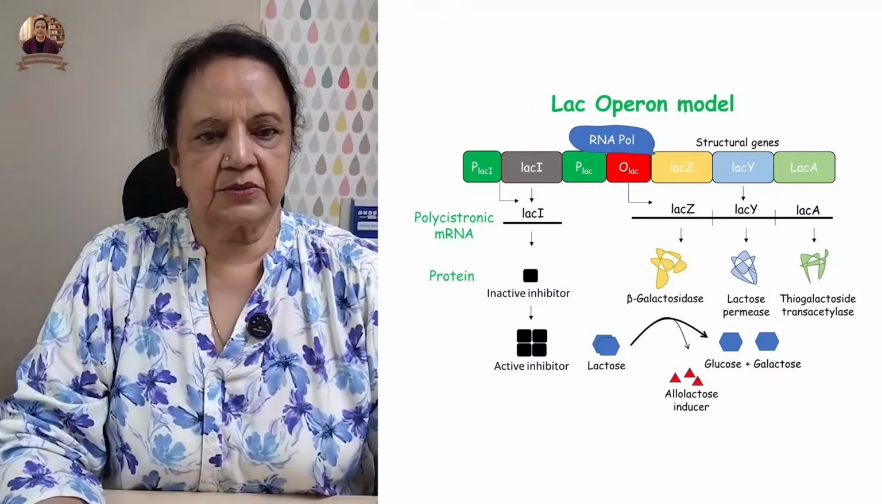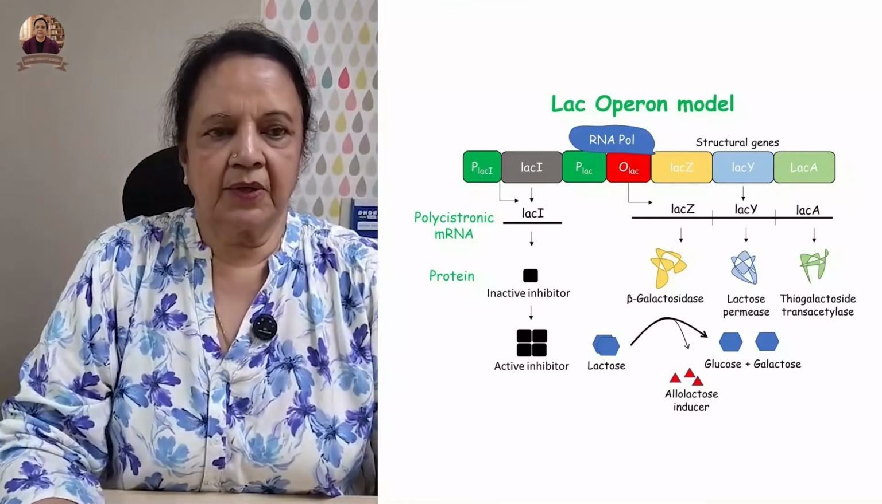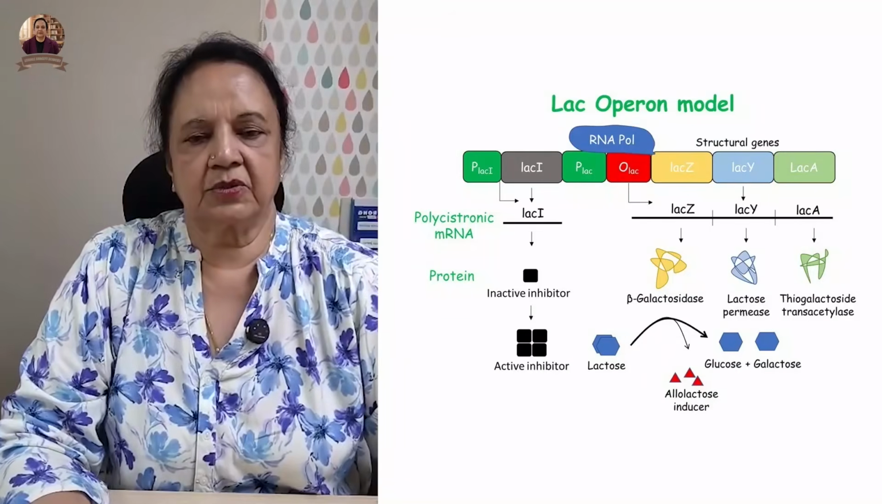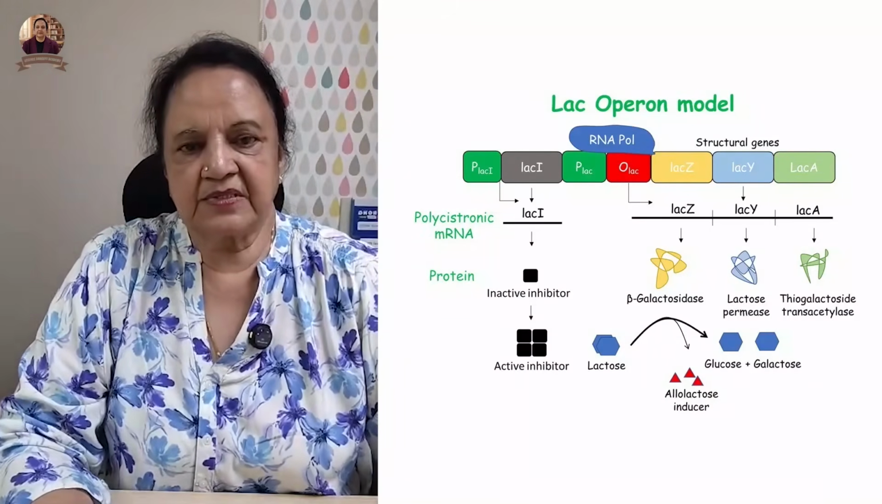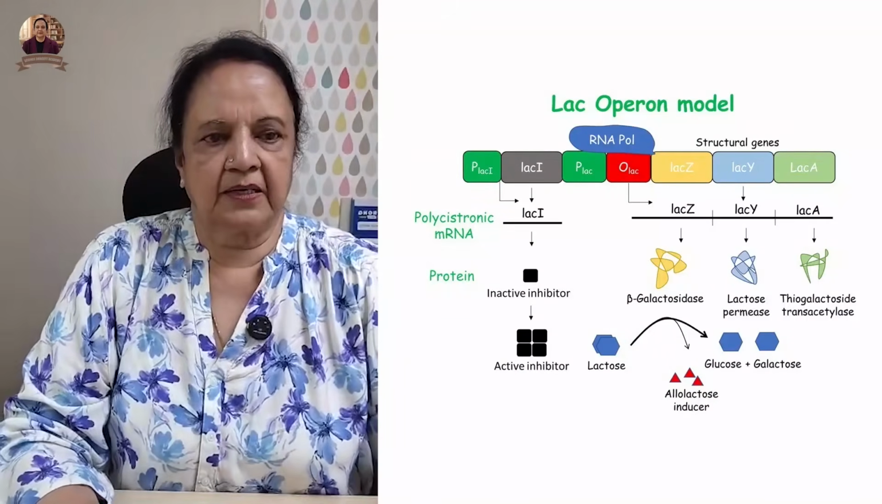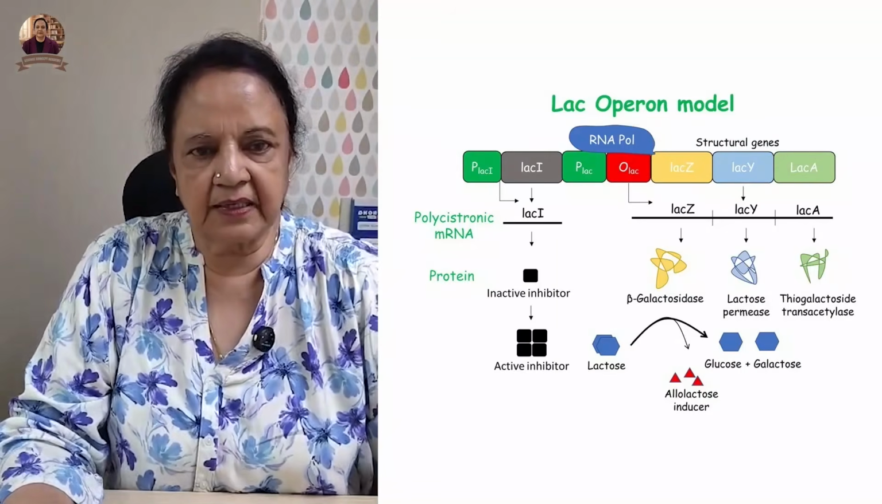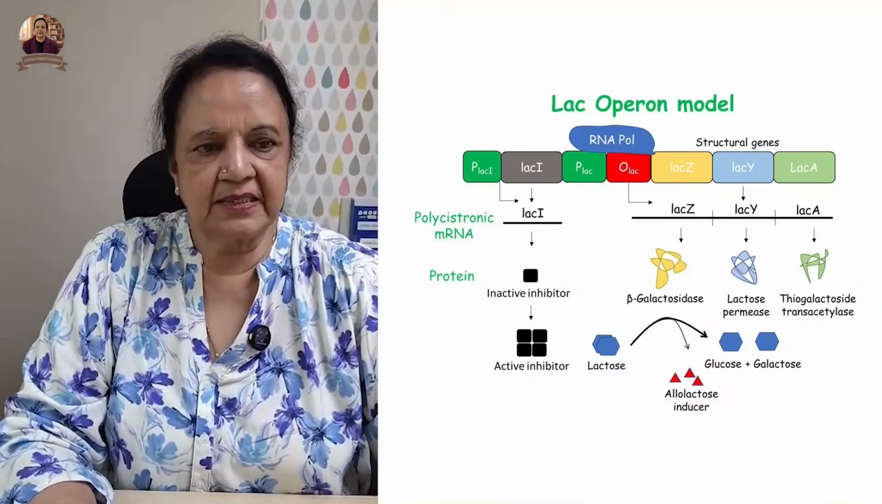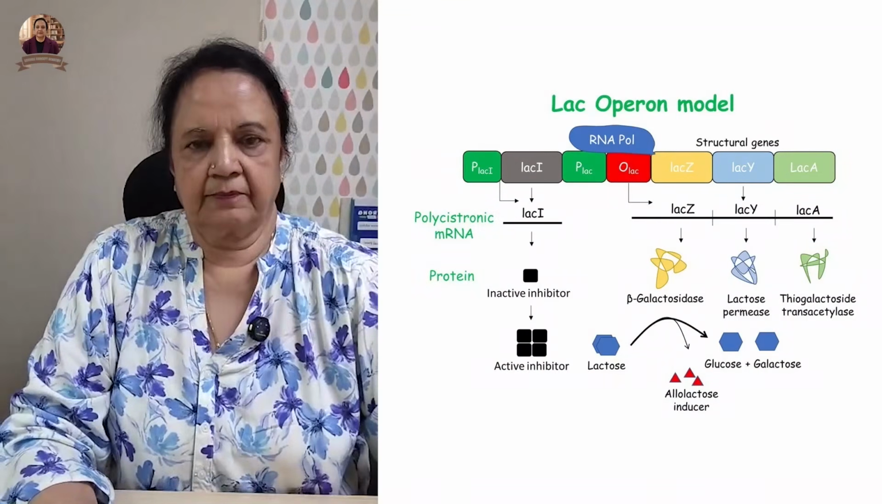How it switches off: with no lactose, the repressor protein is active and binds to the operator. This physically blocks RNA polymerase from moving along the DNA, so transcription of the structural genes is switched off.